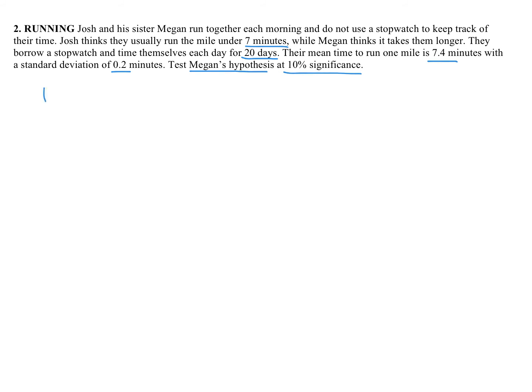All right, so we start with our hypotheses, HO. Remember, HO always has an equal sign. So our HO is going to be mu equals, the number that someone is claiming, which is 7. Now they're not claiming that it equals 7. We're testing Megan's hypothesis. Her hypothesis is that it's greater than 7. So I'll put in parentheses here that this is our claim.